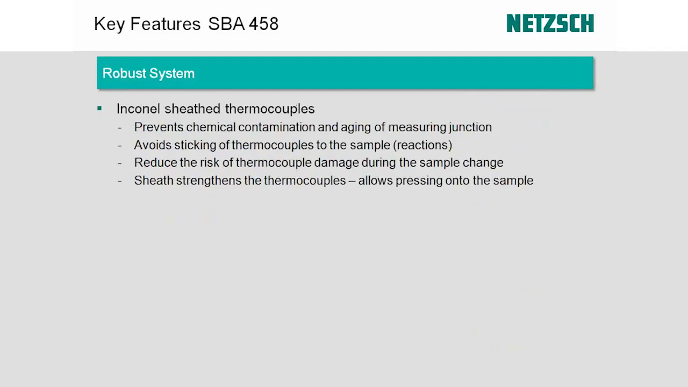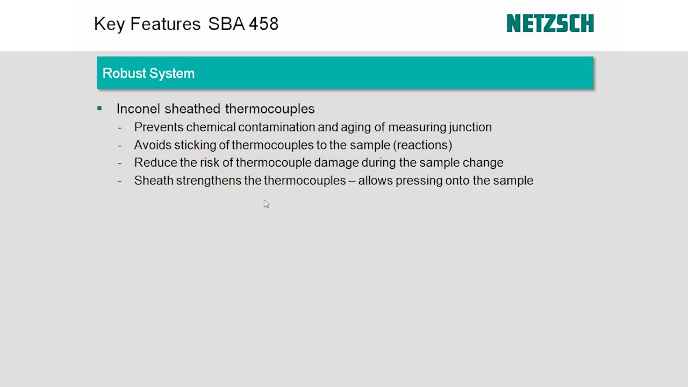So some other key features, we have a robust system. Robust in the sense of the thermocouples is that we use Inconel sheathed thermocouples. Instead of a bare wire, which could lead to contamination and aging of the measuring junction, we have Inconel sheathing. The sheathing really prevents any interaction or sticking of the thermocouples to the sample and reduces any risk of contaminating the thermocouple through that contact. Especially if you weren't aware of it, you may, on a subsequent measurement, have an effect due to contamination of the thermocouple, so it's not measuring the temperature accurately. So this sheathing really makes for a robust measurement system.